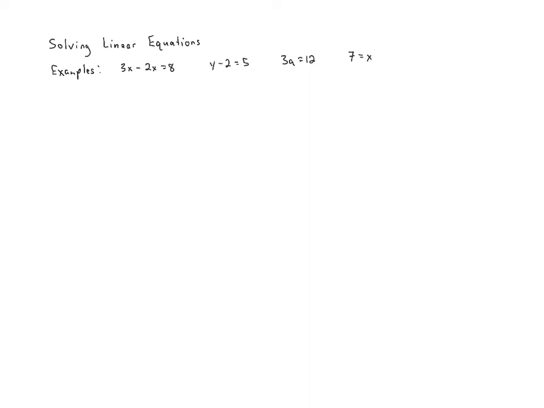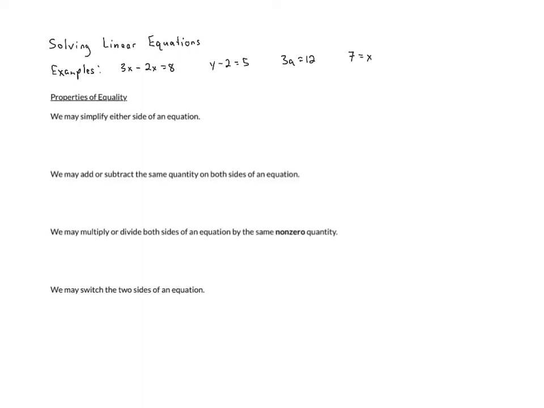Now there's a few different things that we're allowed to do when we're solving equations, and we call these the properties of equality. We're going to go through them one at a time, and for each one we're going to look at an example to demonstrate that particular property. So the first property of equality says we may simplify either side of an equation. And the example we're going to use here is this first one, 3x minus 2x equals 8.